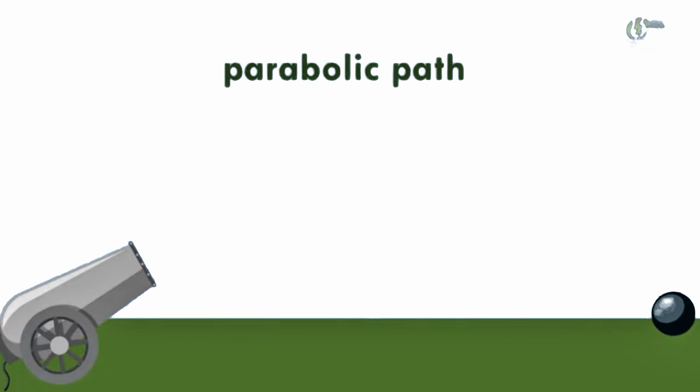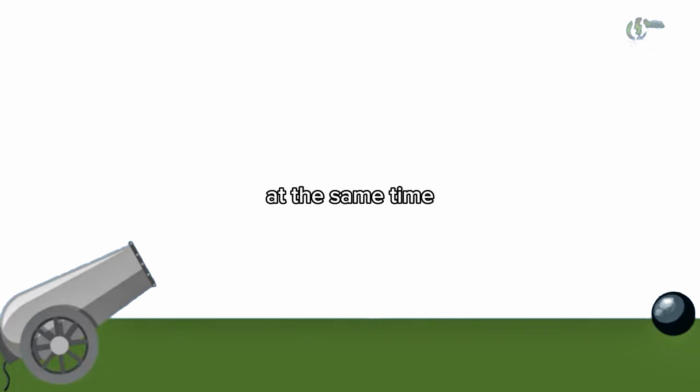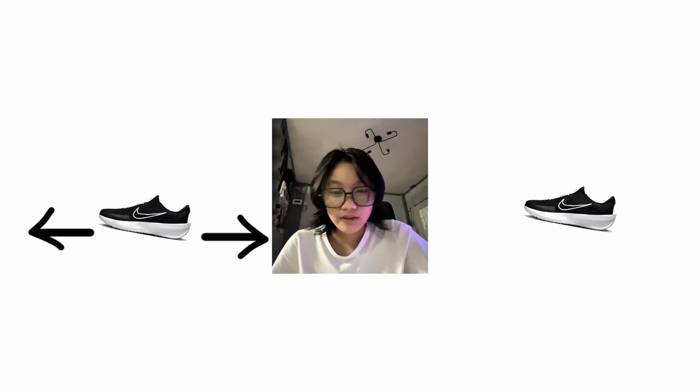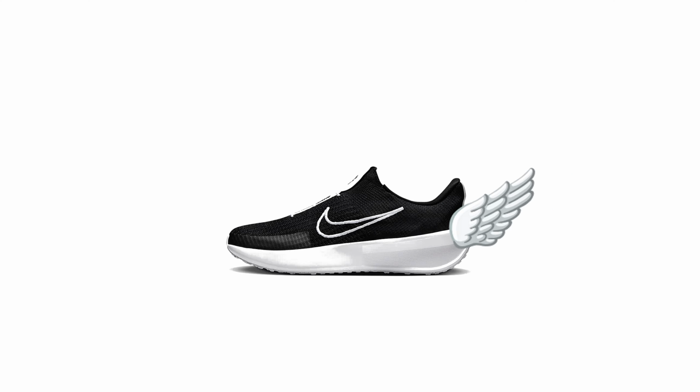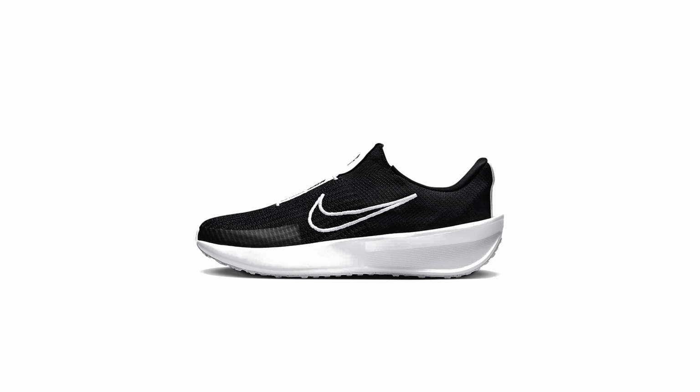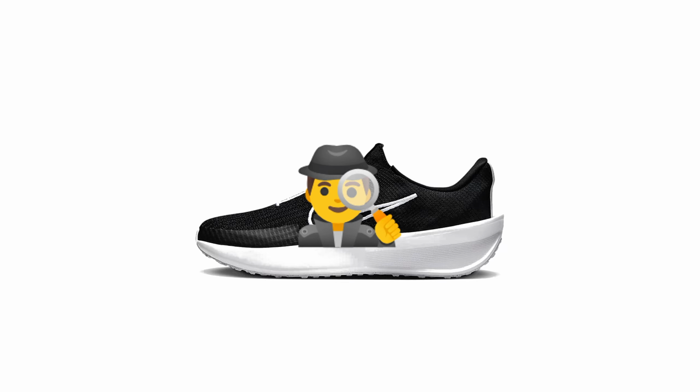This motion happens because two things are working at the same time. Firstly, the horizontal motion, which is the forward direction, and then the vertical motion, which is the up and down part. Put those two together and boom, you've got projectile motion, just like this flying shoe. Let's finally solve the mystery of the flying shoe.